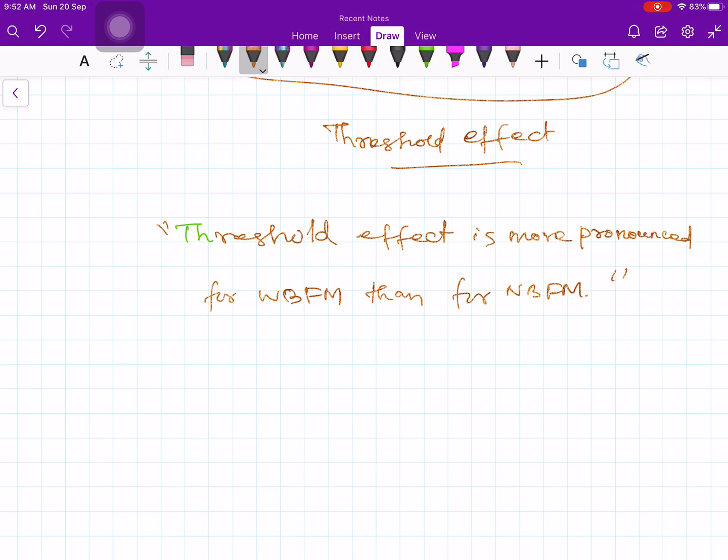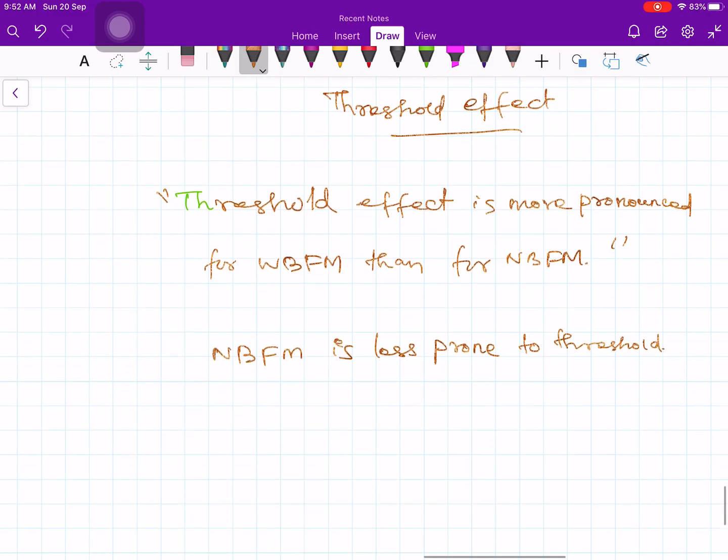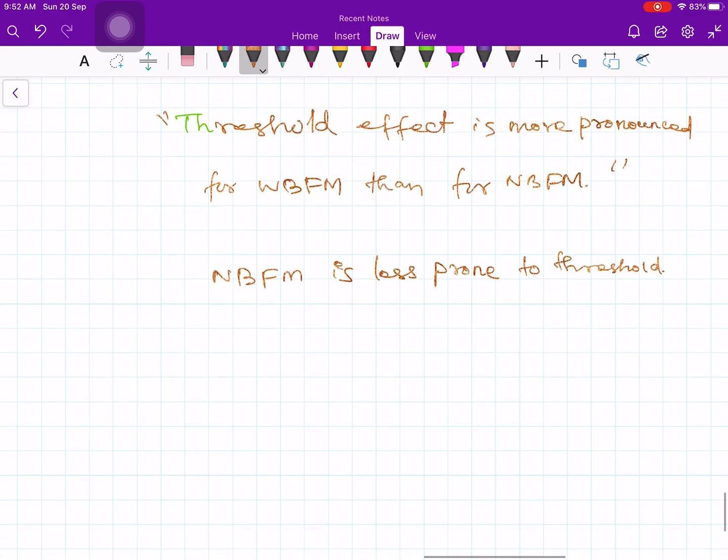the discriminator here is working with a narrowband FM signal. So the implication is that it will be less pronounced. Okay, that means it is less prone to threshold effect. That means your narrowband FM is less prone to threshold than the discriminator which would have had to operate on wideband input FM signals directly. Okay, the wideband FM is more prone to threshold. So this is a real advantage of going for frequency compressive feedback than your phase locked loop.